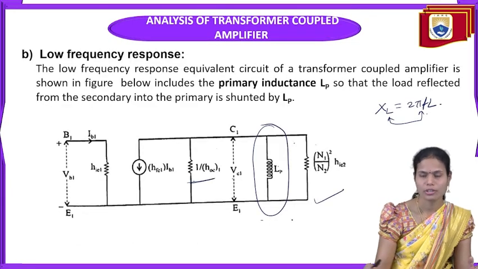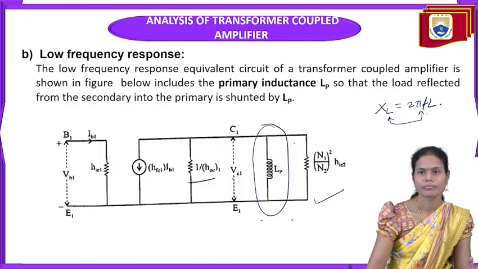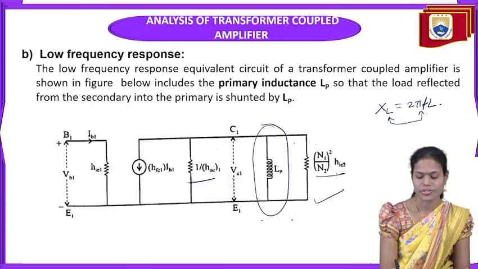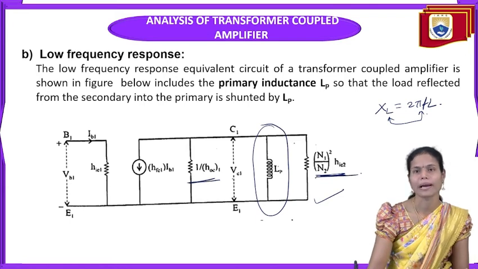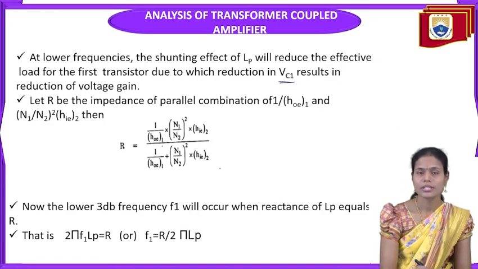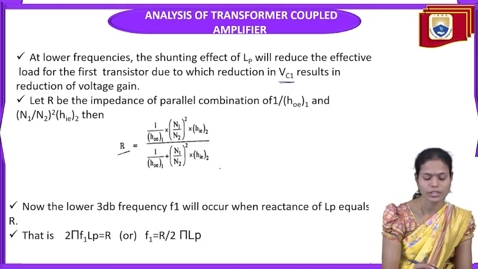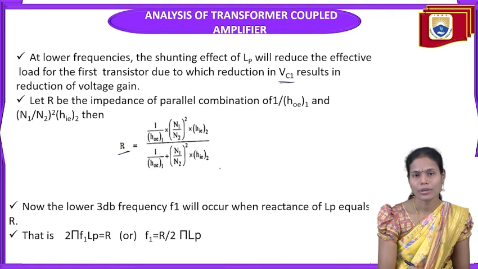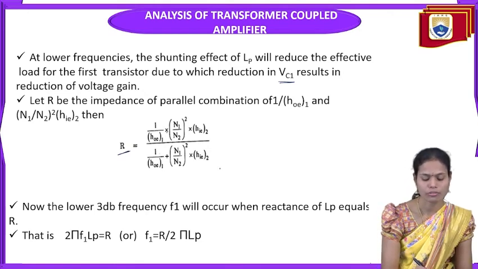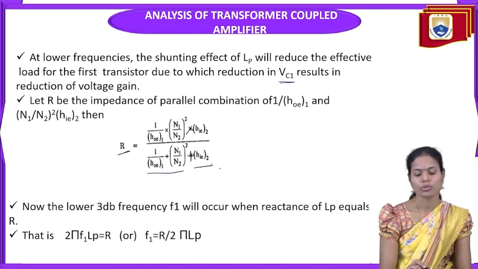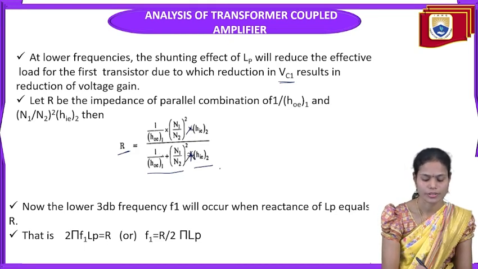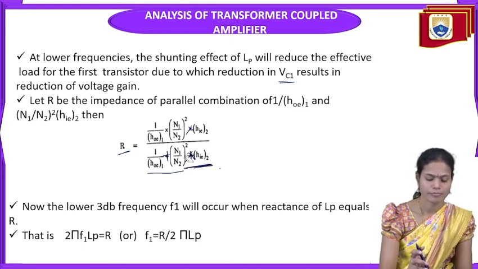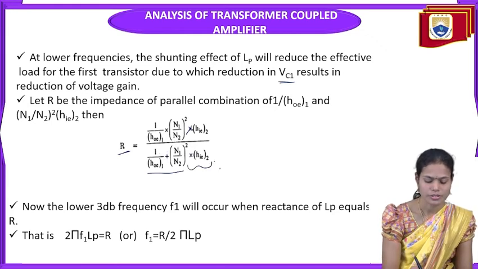Next I am considering the impedance R, which is the parallel combination of 1 by HOE1 and HIE2, that is the next stage impedance. This one and this one are in parallel. So we replace the two with a parallel combination, R. We can write it as 1 by HOE1 into (N1 by N2) whole square, into the second resistance, HIE2, divided by the sum of the two resistances. This is one resistance plus this is one more resistance.